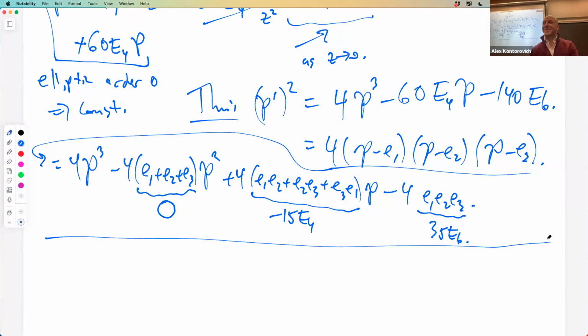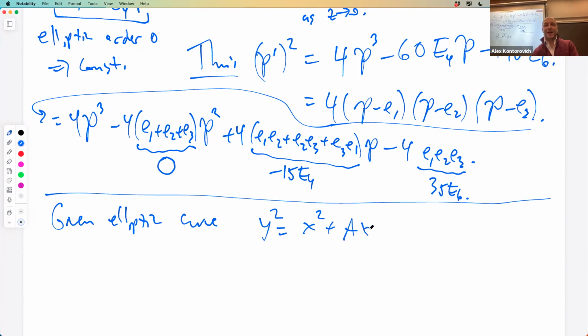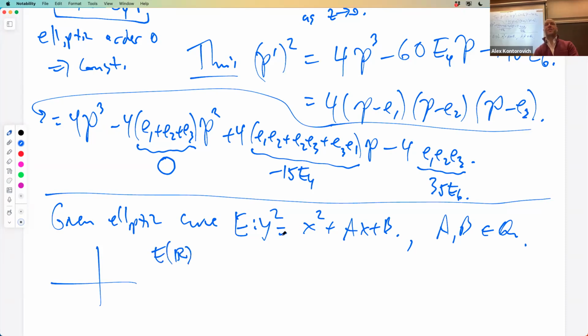So here's what happened. There's a little observation in the mid-80s, which was the following. Given an elliptic curve, something like y squared equals x cubed plus ax plus b, with a and b rational, this is the elliptic curve E. Again, over the reals, E of R means put real values for x and y. We discussed the shape of this thing.